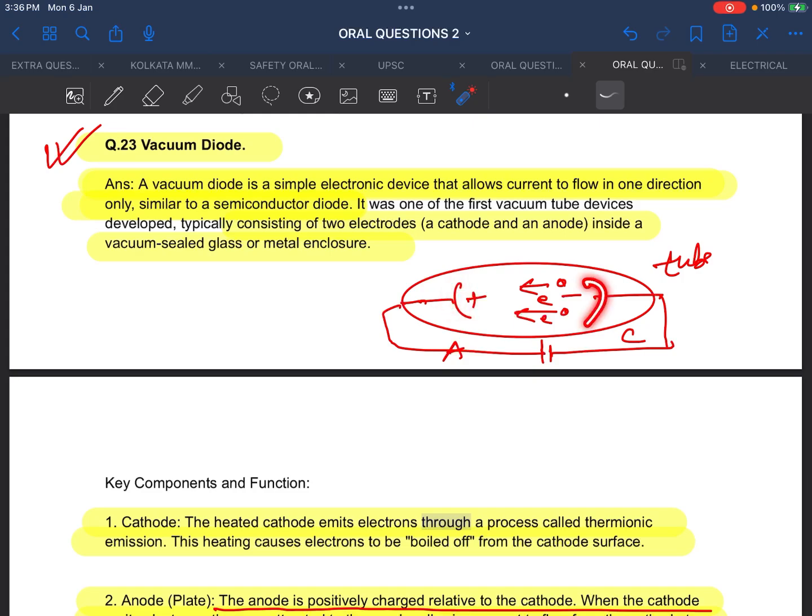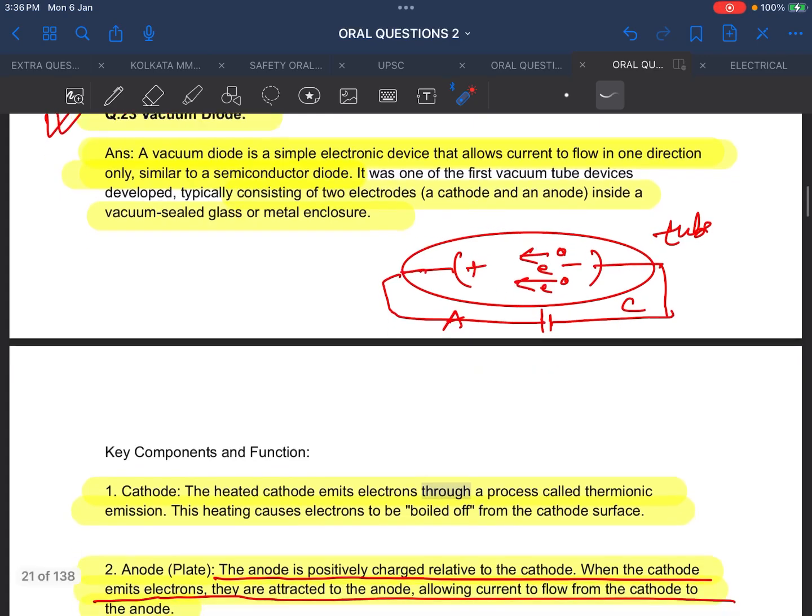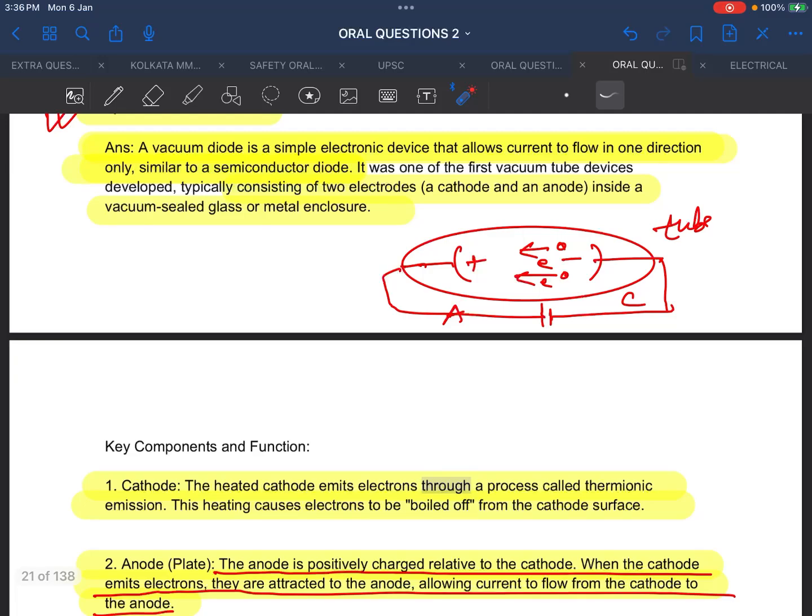There is an anode plate and a cathode plate, and there is a sealed glass chamber. When we give positive supply to the anode and negative to the cathode, the cathode emits electrons through a process of thermionic emission. Because of the increase in current, the temperature here increases, and when the electron gets energy exceeding its work function, it is excited from the cathode and moves toward the anode.